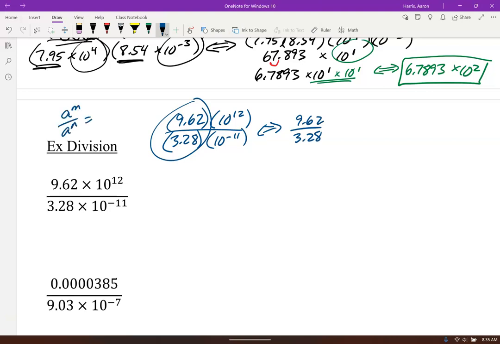A to the m over a to the n is a to the m minus n. So this will be times 10 to the 12 minus negative 11, which will give us 12 plus 11, which is 23, right? But now I'm going to punch in 9.62 divided by 3.28. And I'm lucky this is in scientific notation right here. 2.93.